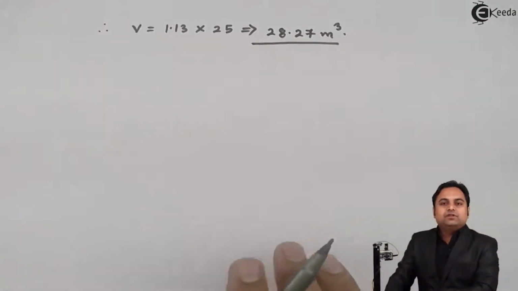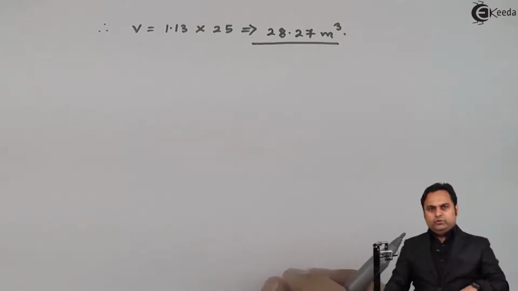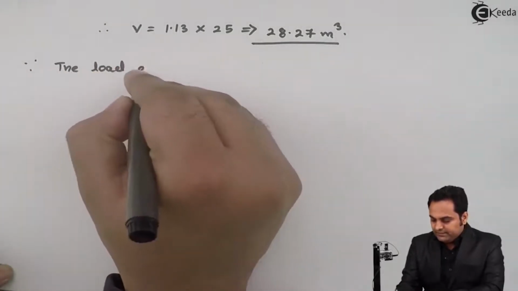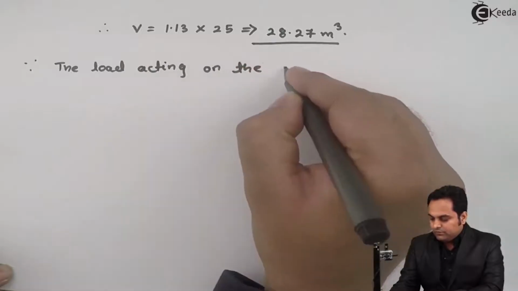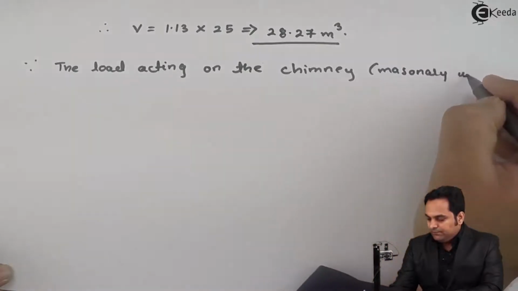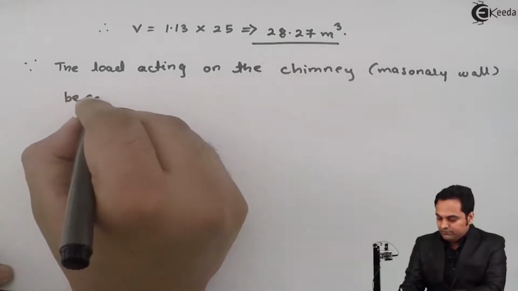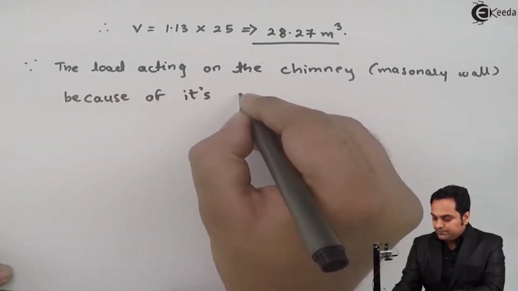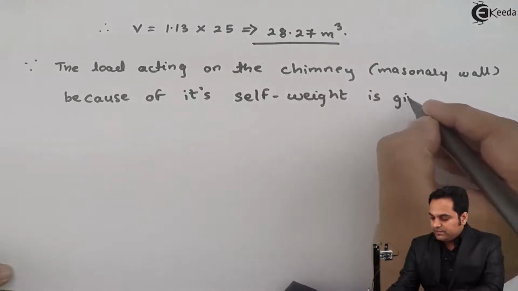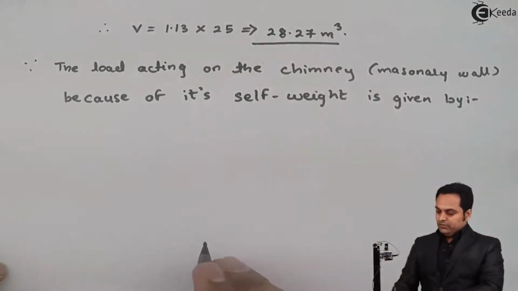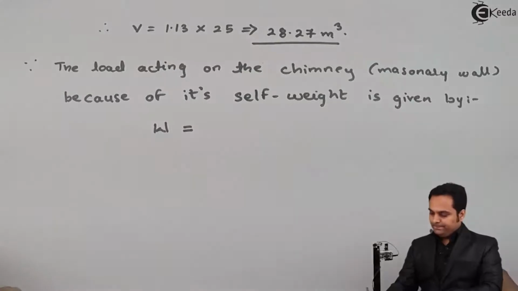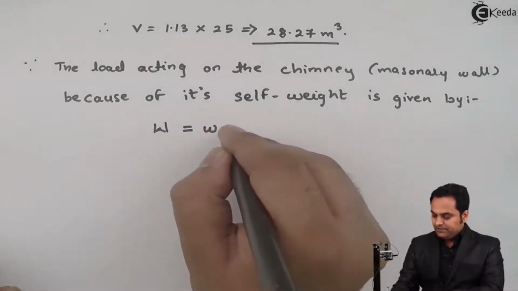After getting the volume, I can use the relation of volume and weight density to get the total load which is acting because of the own weight. I'll write down, since the load acting on the chimney, which is nothing but the masonry wall, because of its self weight, is given by, now I'll denote that load as W, and that will be equal to the weight density multiplied by volume.